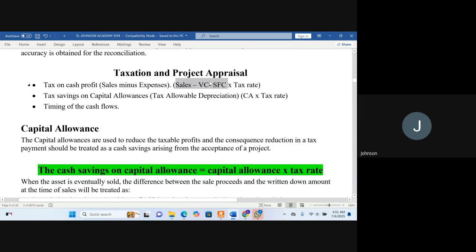Remember that before, we've already added back our depreciation because we said that depreciation is a non-cash item. But in order to still enjoy the savings that your depreciation ought to have given you, you now use it for capital allowance. You now say, okay, tax savings on capital allowance, you calculate it, and that is what you use. Now, the next one, the timing of the cash flow, we also have to consider it.